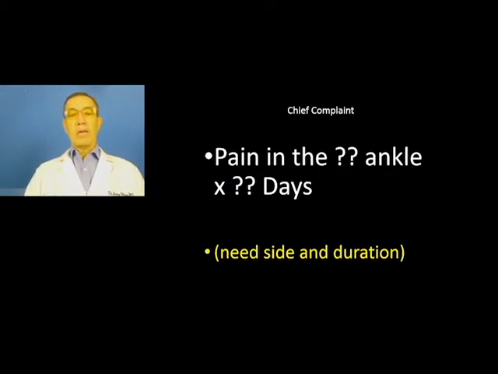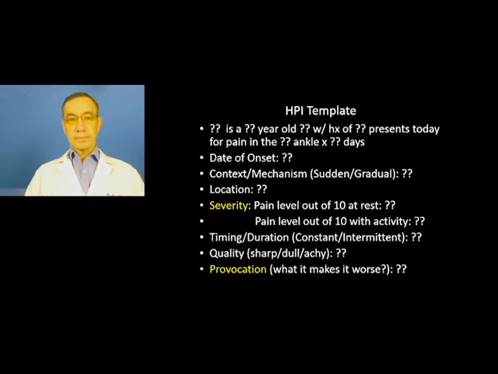So how do you document this? It always starts with the chief complaint, and typically the first statement might be pain in the, and then you have to say which ankle, left or right. Be very careful about laterality, like which side it is, left or right. And remember, it's the patient's left or right. And then how many days or weeks or months has the pain been going on for?